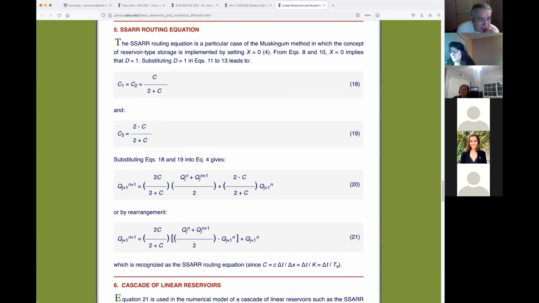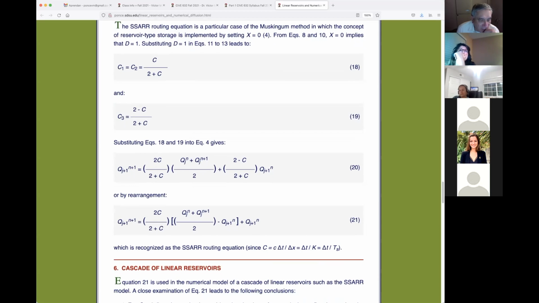And we substitute these equations into equation 4, which gives this formula, which is the formula in our book. That's the formula that it should be.